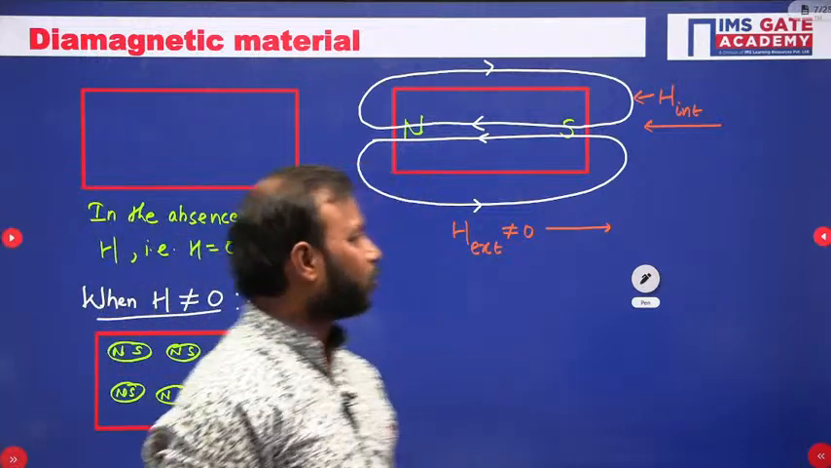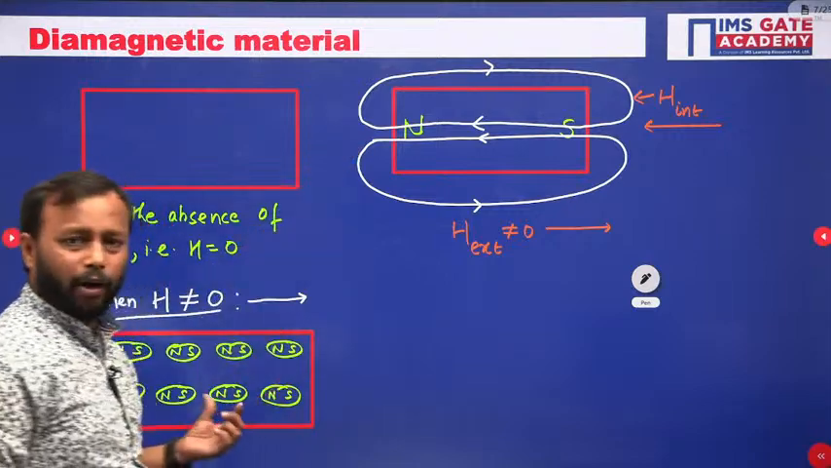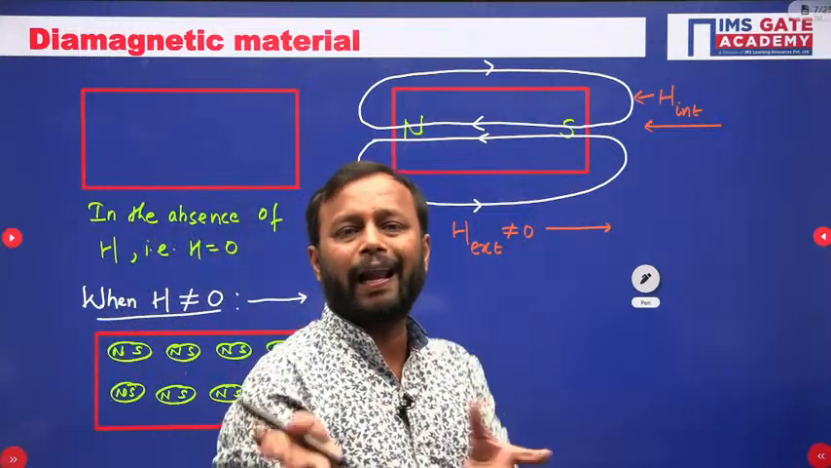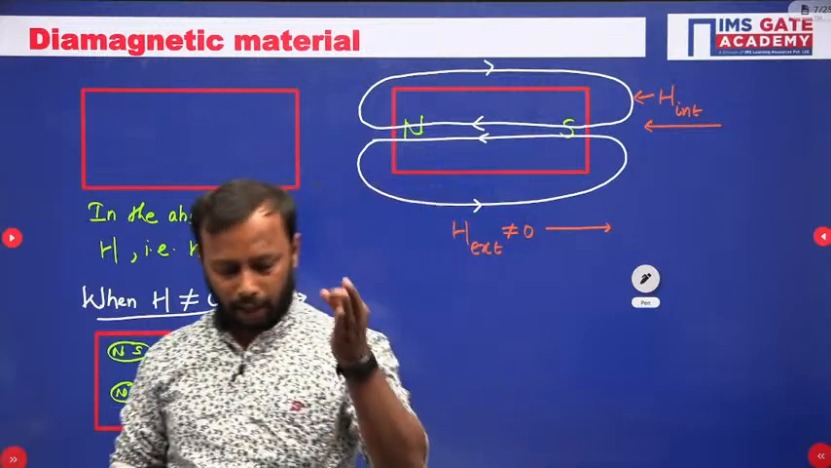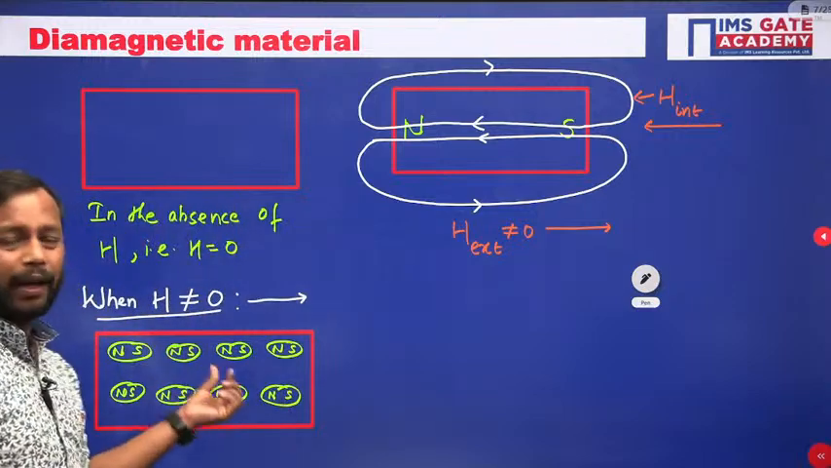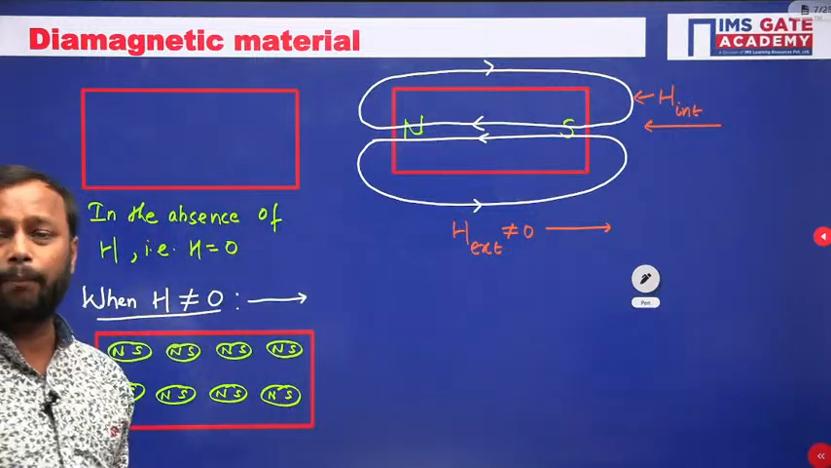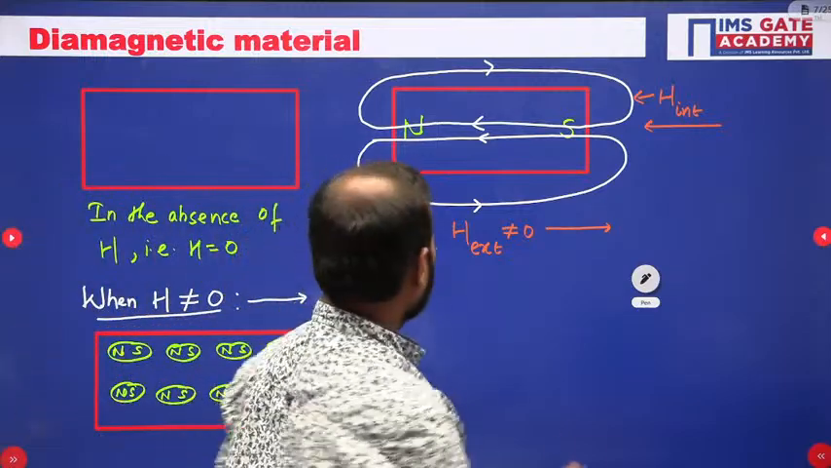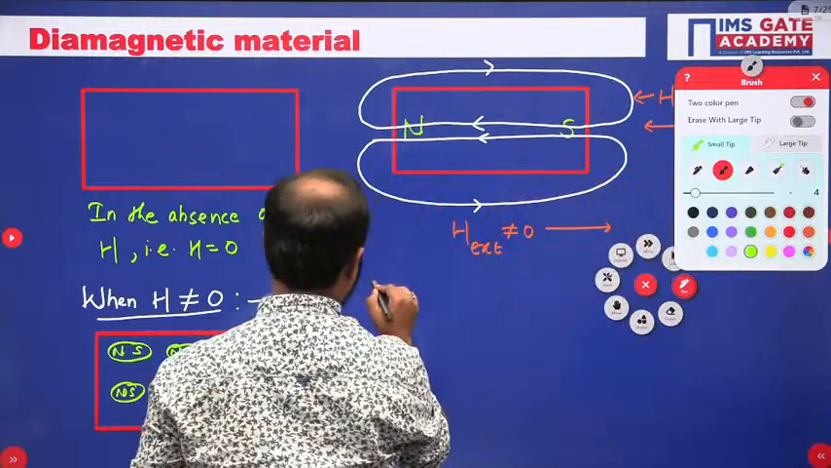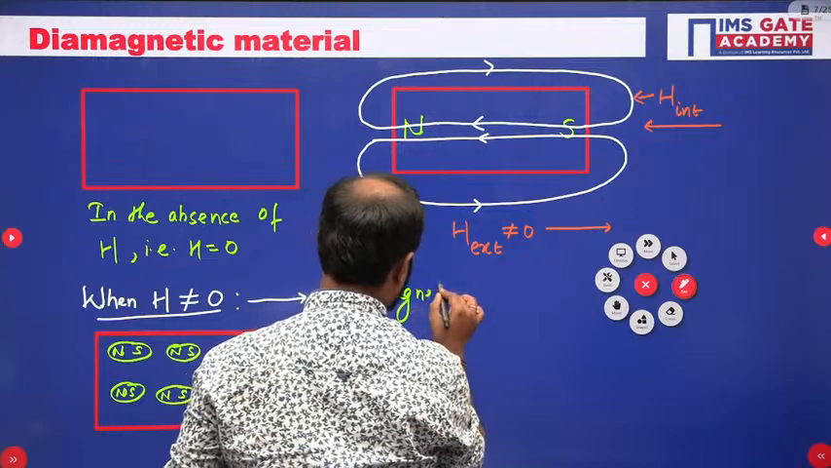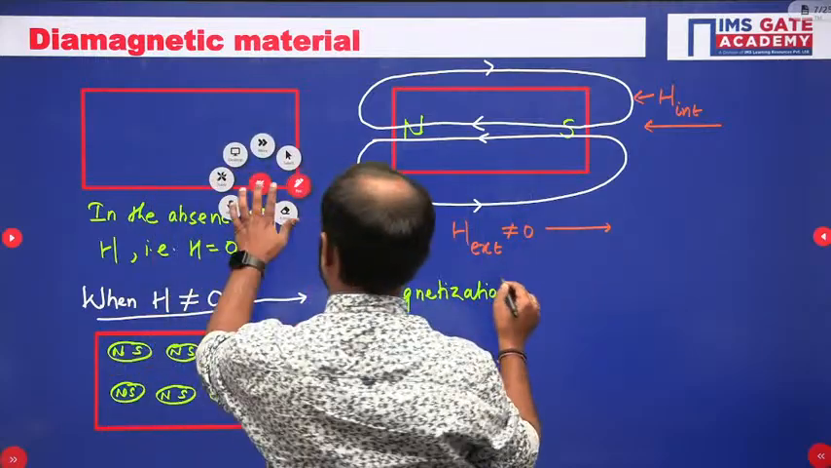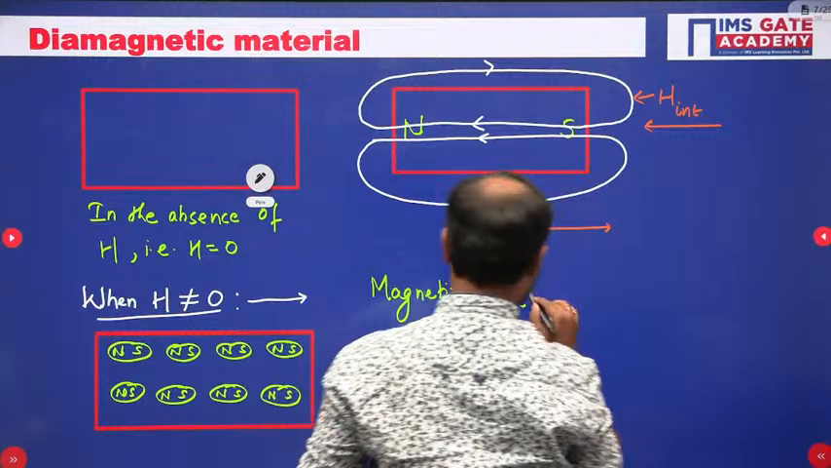Any doubt? So what you are seeing here, see the dipoles, how the dipoles are aligned, this is basically denoted in the form of magnetization. Means how the dipoles are aligned with themselves is represented by the magnetization. So let me write the statement here. Magnetization, which is denoted as M.